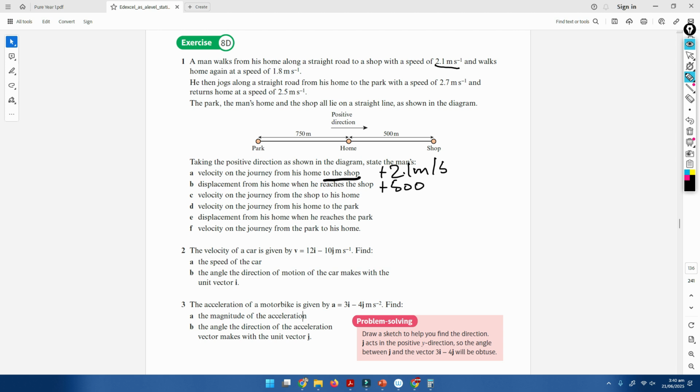Velocity on the journey from shop to his home. From shop to his home, that's in the negative direction, and the velocity is given in the question. He walks home again at the speed of 1.8 meters per second. So that's negative 1.8 meters per second. Velocity on the journey from his home to the park, that's negative direction. And the speed is also given, that's 2.7 meters per second.